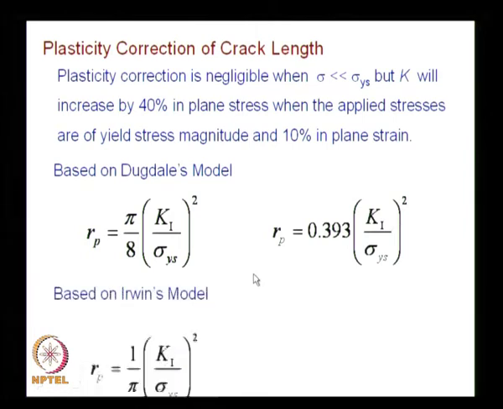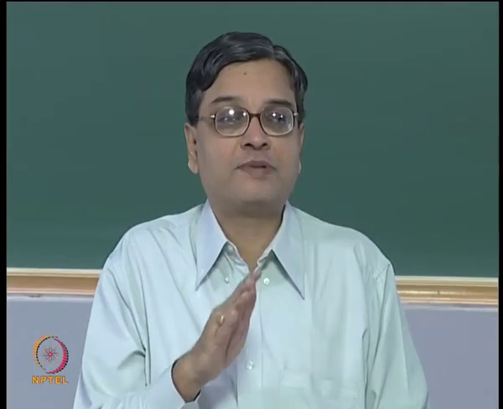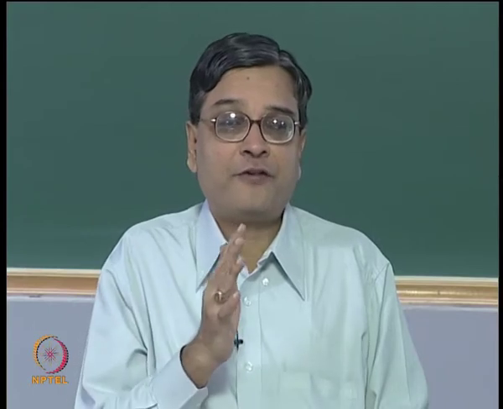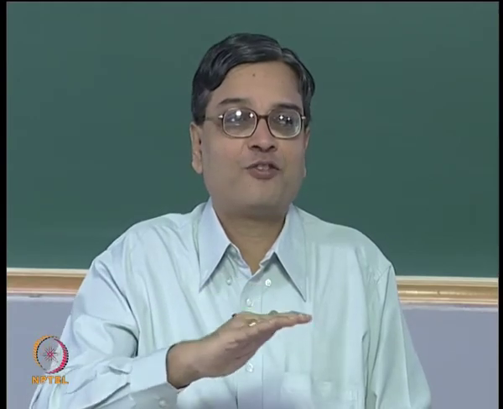Based on Irwin's model, it is 1 by pi (K1 by sigma ys) whole square, and when you really calculate 1 by pi, the factor is 0.318, whereas from Dugdale's model it is 0.393. So, there is definitely a comparison, though the plastic zone given by Dugdale's model is longer than Irwin's. Whatever result we have got by another methodology is not way off, but definitely the simplistic model is not correct. You can't simply cut a curve out of convenience.